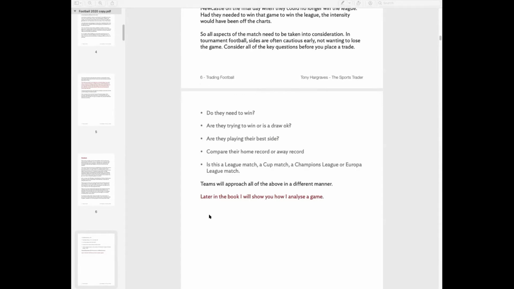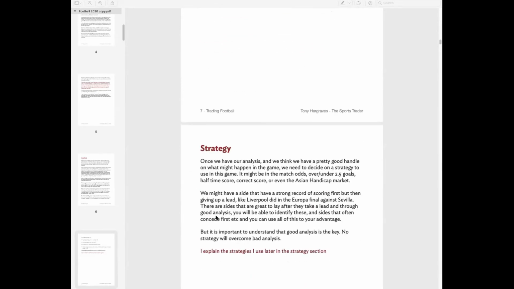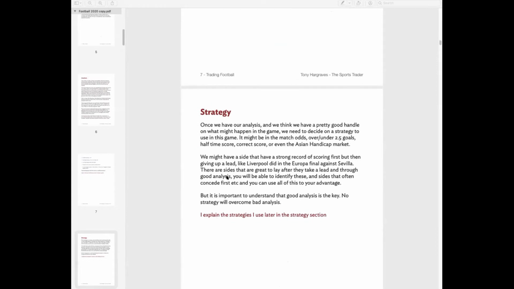I'll catch up later. So then you get to strategy, where once we have our analysis and we think we've got a pretty good handle on what might happen in a game, we've got to decide on a strategy to use in that game. So you'll see that in the email. Sometimes it might be match odds. Sometimes it'll be over under 2.5. Might be the halftime score market, the correct score market, or even the Asian handicap market.